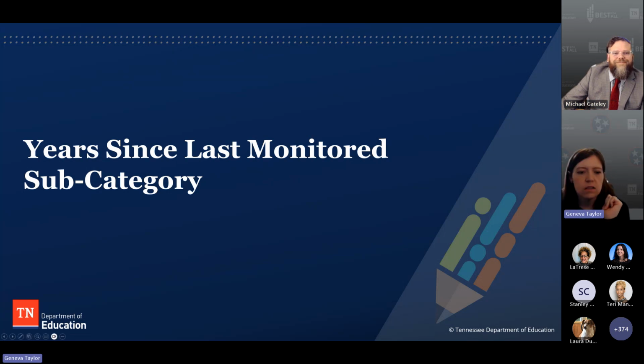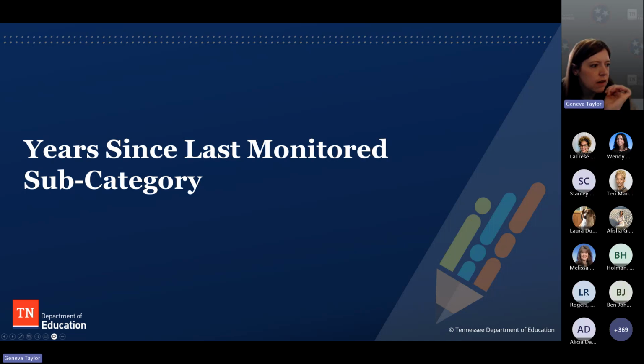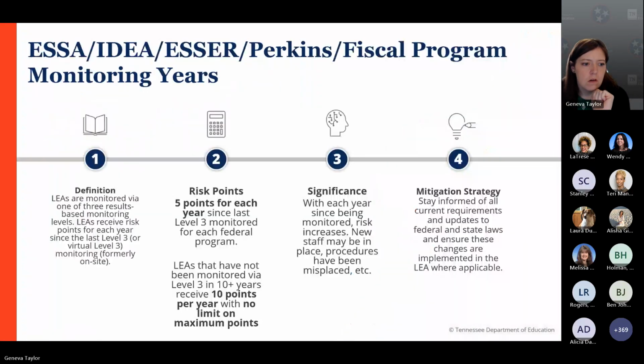All right, in our last few minutes together, let's discuss years since last monitored. In this area, LEAs are monitored via one of three results-based monitoring levels, which we discussed at the top of this presentation. LEAs receive risk points for each year since last level 3, or virtual level 3 for those that were monitored at the height of COVID. You'll receive 5 points for each year since last level 3 monitored for each federal program. However, for LEAs that have not been monitored in 10+ years, those points will be doubled.